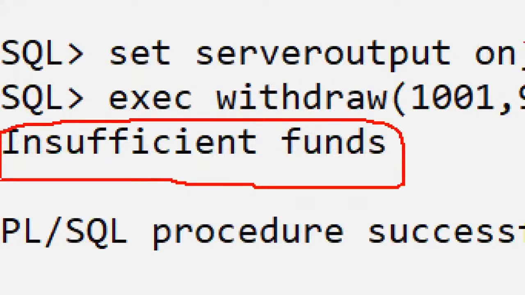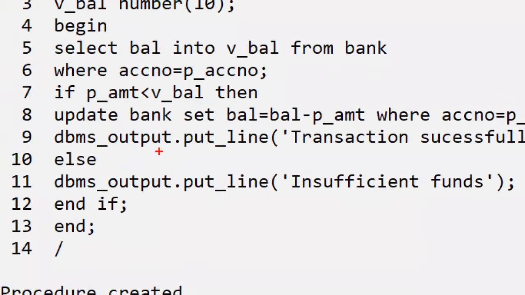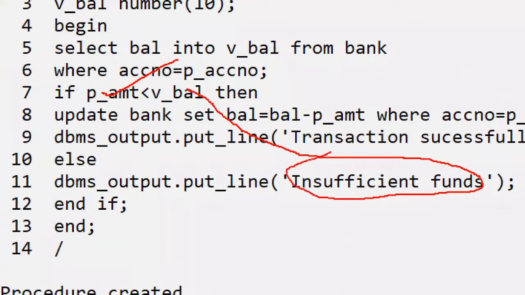How is it possible? This coding is executed. Whatever I'm writing, that is executed. Maybe your amount is more than the available balance. That's why insufficient funds only. It will display the message or not. Yes.